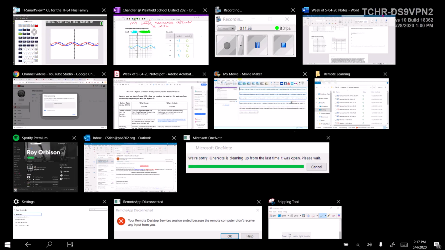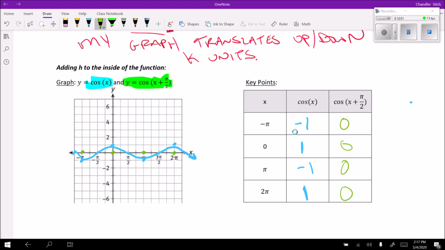Alright, so if I'm shifting left, what's really happening is this point is shifting here, this point is shifting there. This bottom one moves, this top one moves, and they're all moving left pi over 2 units. Here's 0 to negative pi over 2, well, that's pi over 2, right? Pi to pi over 2, that's pi over 2, right? So what's happening is we're moving left pi over 2 units.